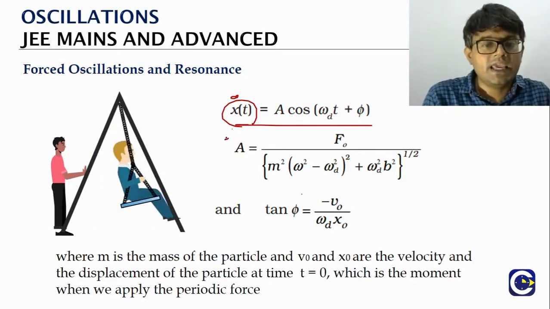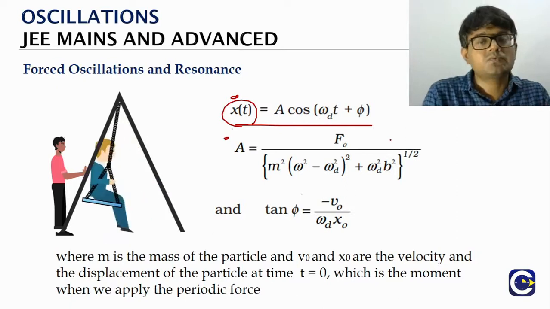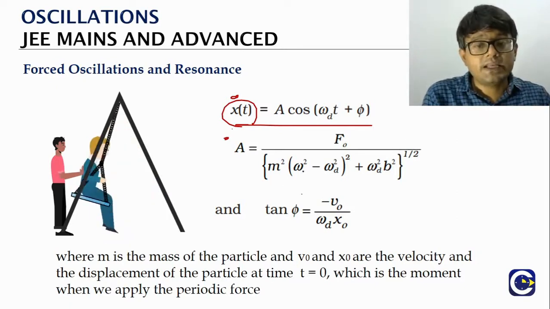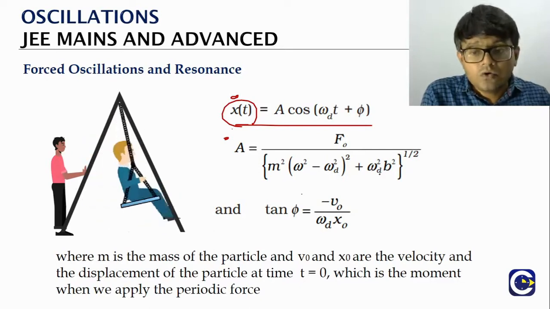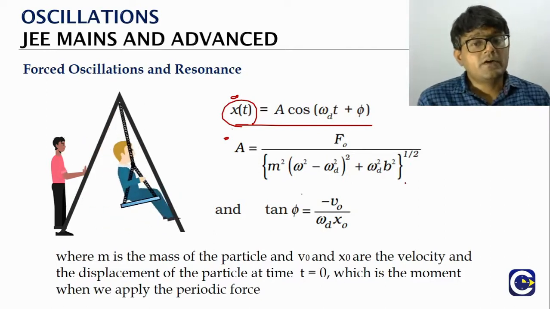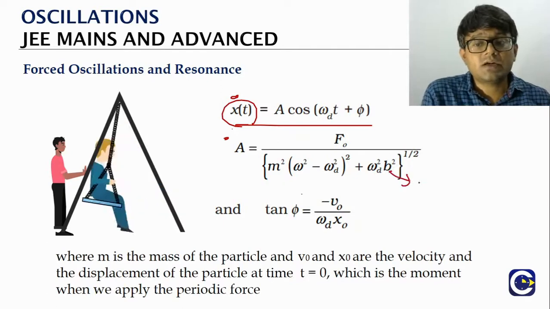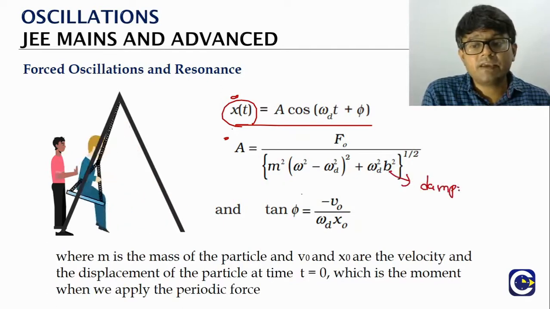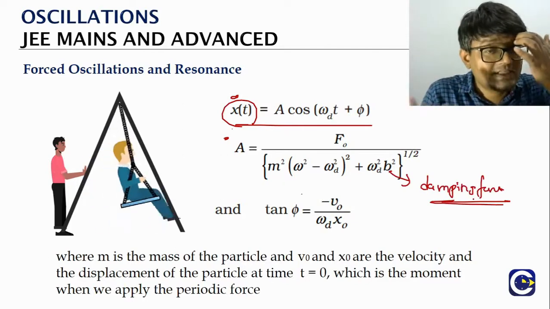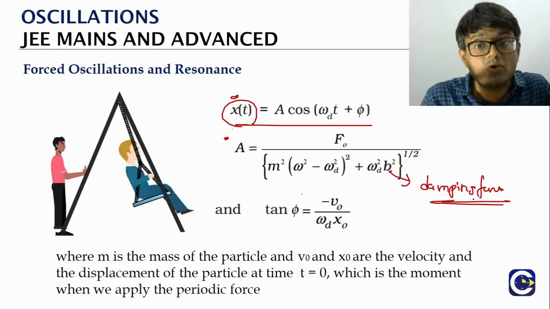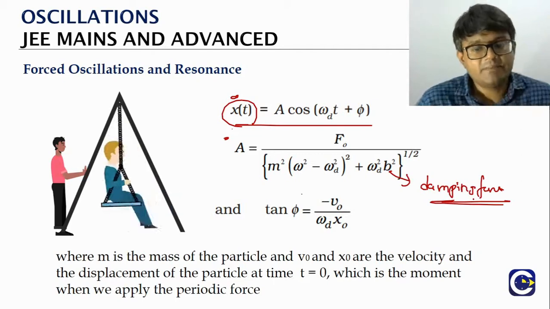Here the A, the amplitude part, is given as F naught by m square into omega square minus omega d square the whole square plus omega d square b square, whole power half. So the b is basically the damping factor. b is going to quantify the level of damping. Higher the value of b means more damping. Lesser the value of b means less damping.